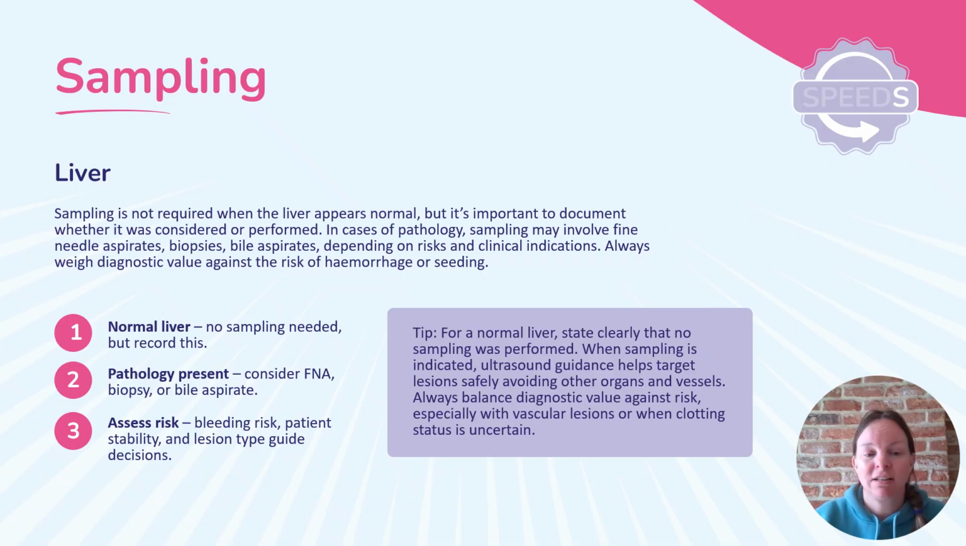Assess your risk, so the bleeding risk, coagulation status, but also are there any big blood vessels nearby, patient stability, and access to a lesion. So a top tip for your normal liver, state clearly that no sampling was performed, and when sampling is indicated, ultrasound guidance really helps to target the lesions, safely avoiding other organs and vessels. Always balance diagnostic value against risk, especially with vascular lesions or when clotting status is uncertain.